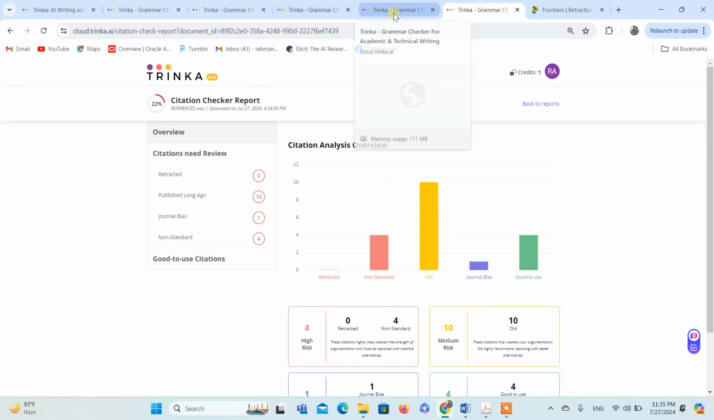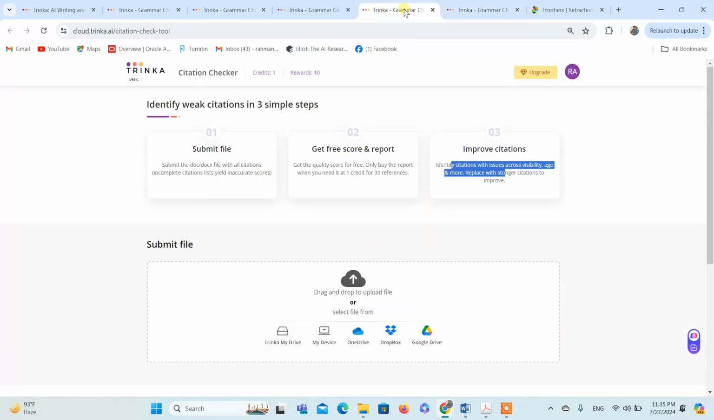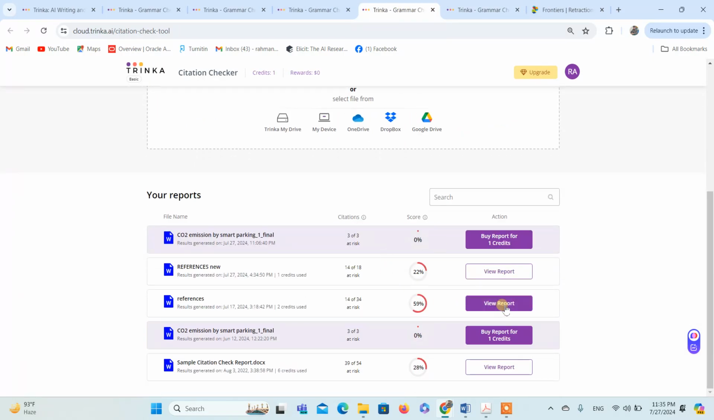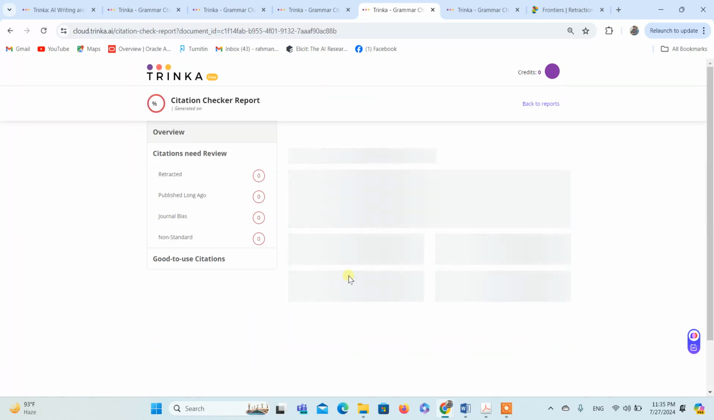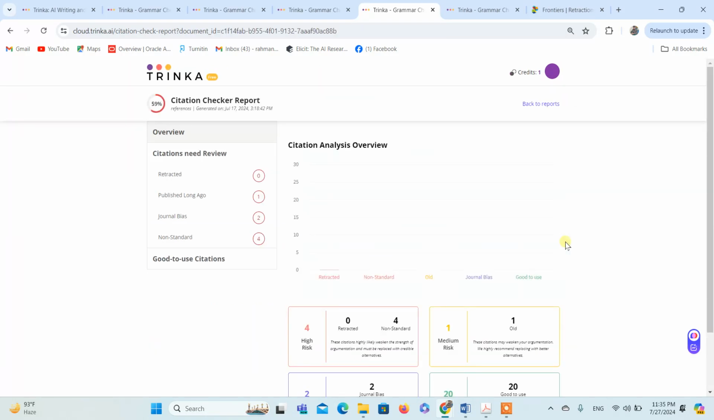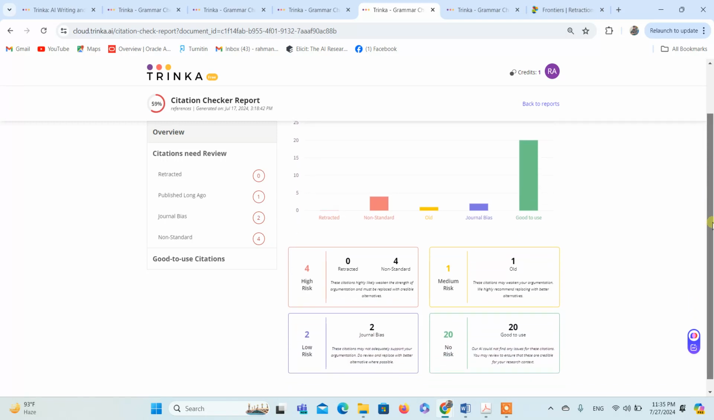If you look into the report of the second document that we have uploaded, we can get the information in the report as it is. This is comparatively good quality content in which the majority of the citations are of good quality, but a few of them are non-standard. These non-standard and old references need the attention of the author to replace them with good quality and standardized references.